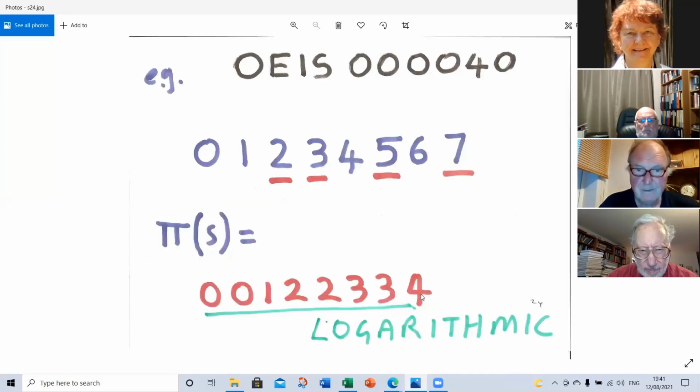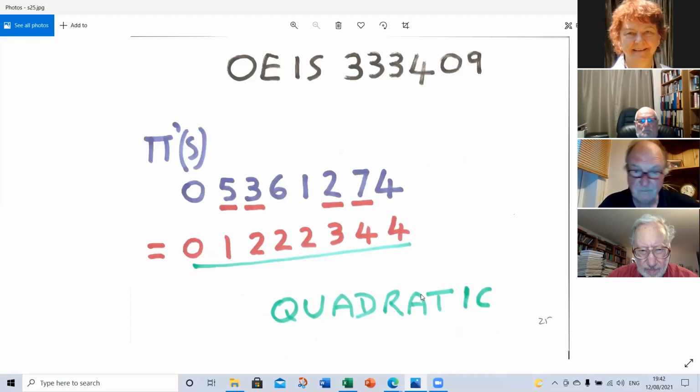Hadamard showed the sequence was logarithmic, and I've shown, and will prove and can prove, that this sequence is quadratic. The important point is that as S goes from 0 to infinity, the two endpoints of these sequences match up, because the first entry is always 0 and the last entry is always S, the number of primes less than.